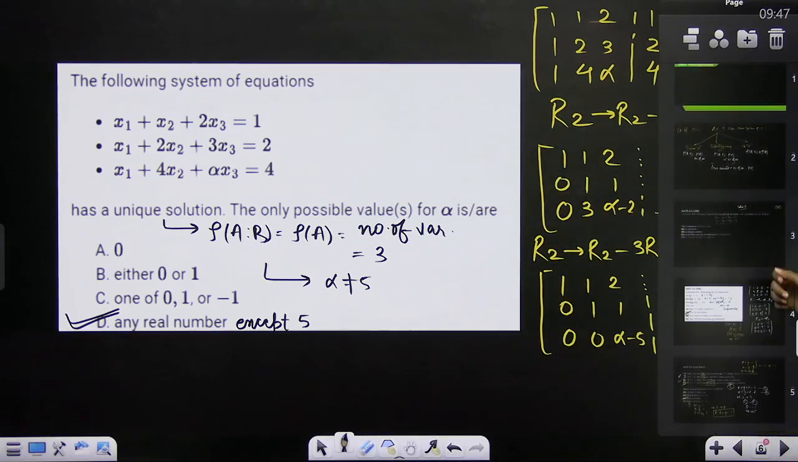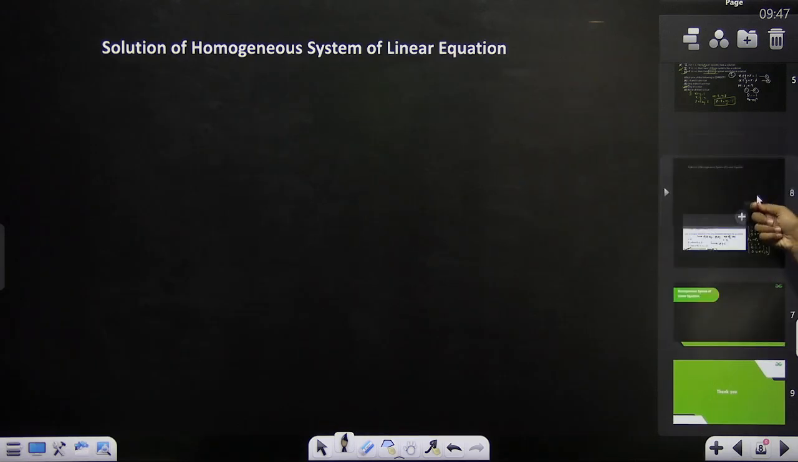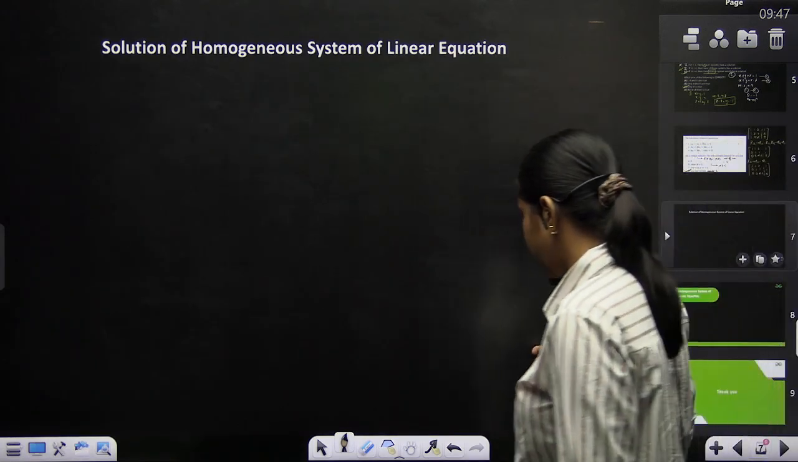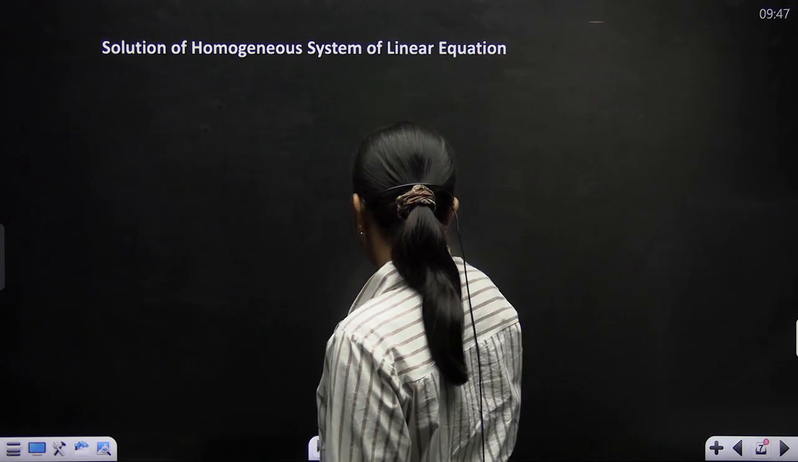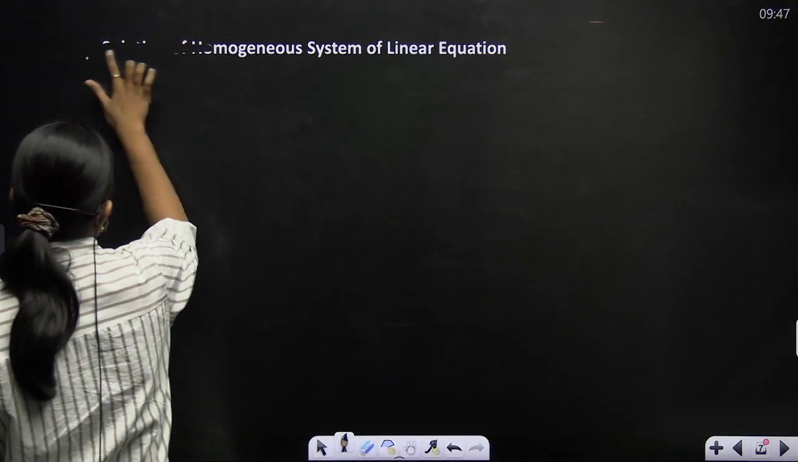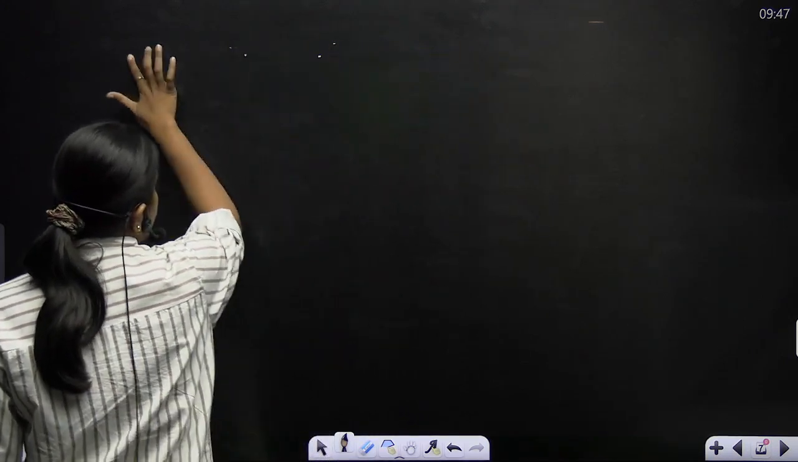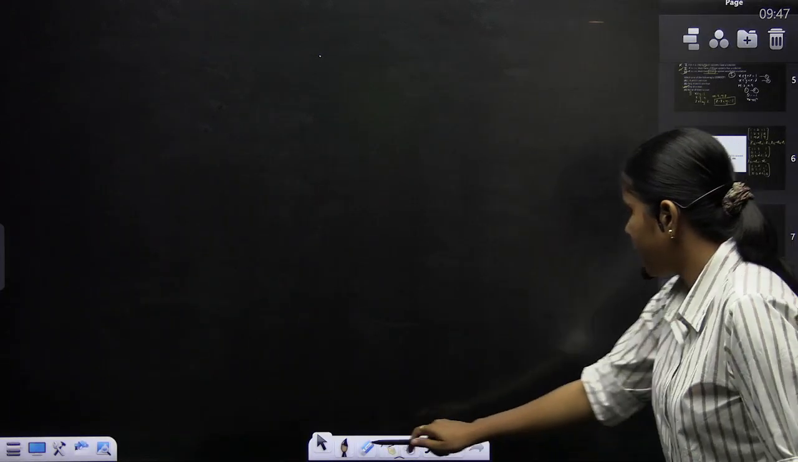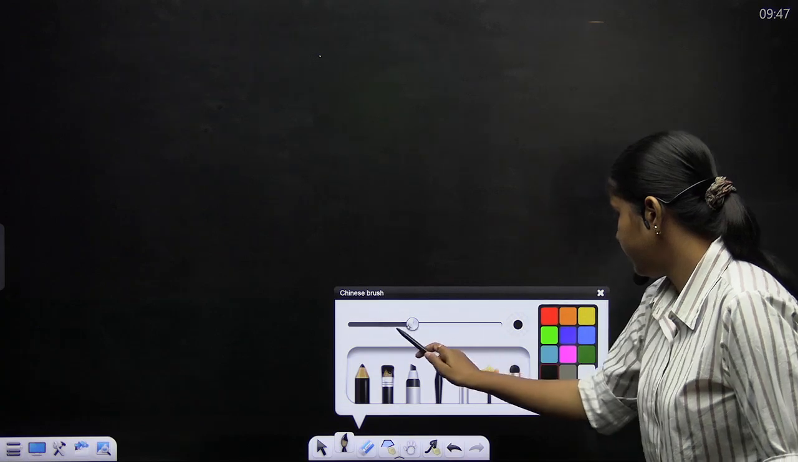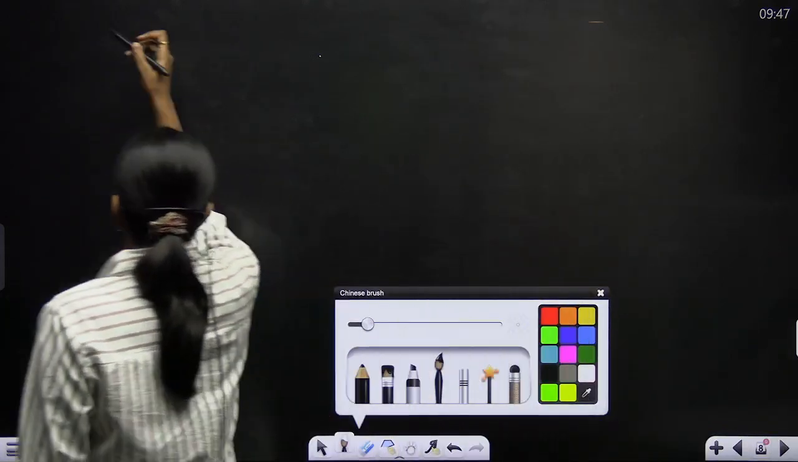We are going to understand the concept of free variable. Let's have a look at it once, and then we'll move to homogeneous. But first we'll understand the concept of it. Let's try to solve one question.